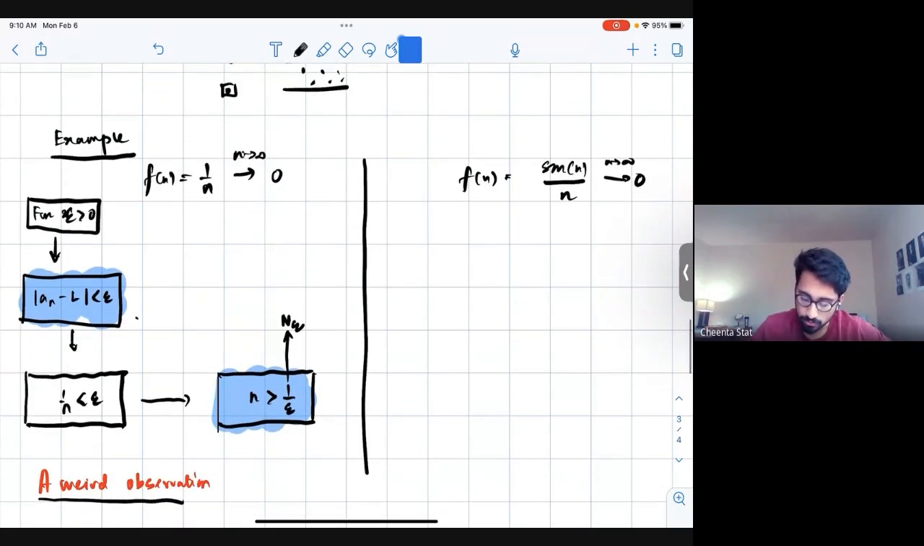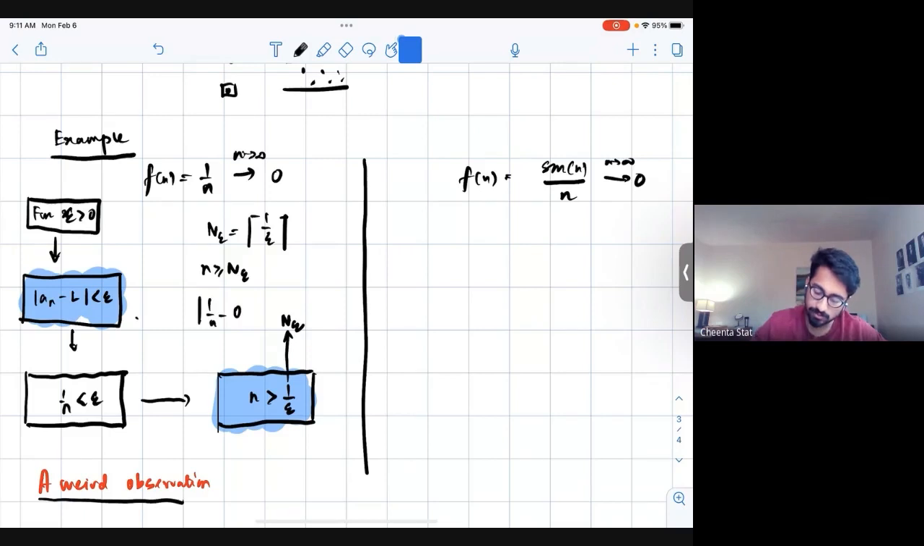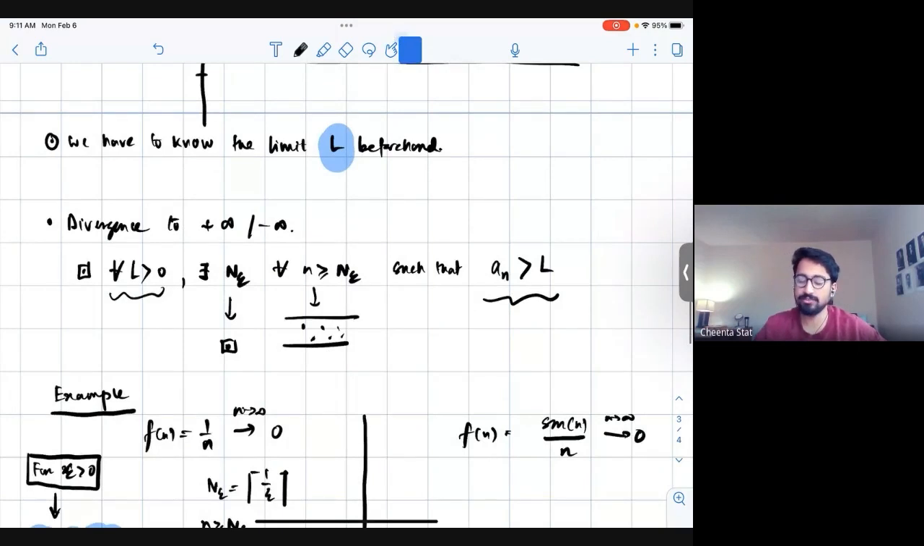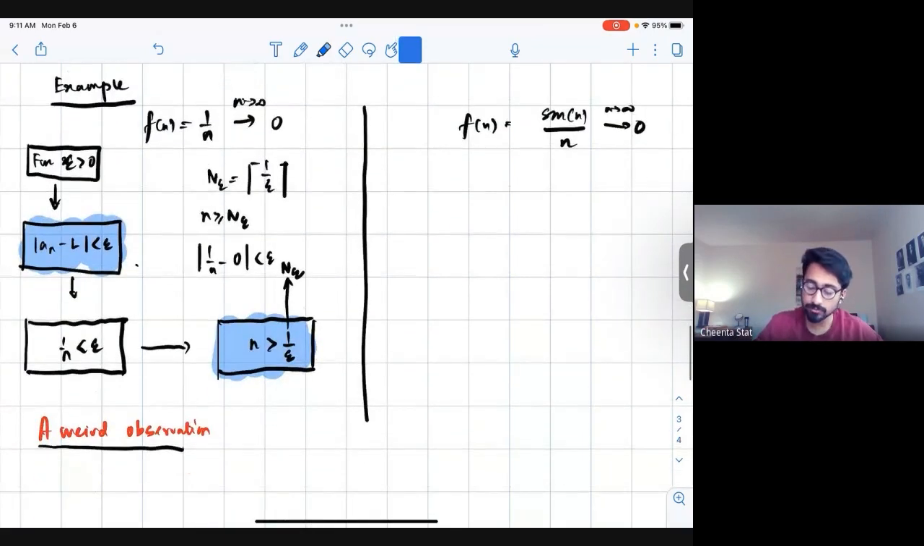And therefore what do we see, that we get N epsilon to be n greater than this. So let's take the upper bound of this, like the ceiling function. For n greater than or equal to N epsilon, observe that |1/n minus 0| is less than epsilon. So the goal of yours is nothing but to find N epsilon. That's the goal, finding the N epsilon. All of you understood this example?